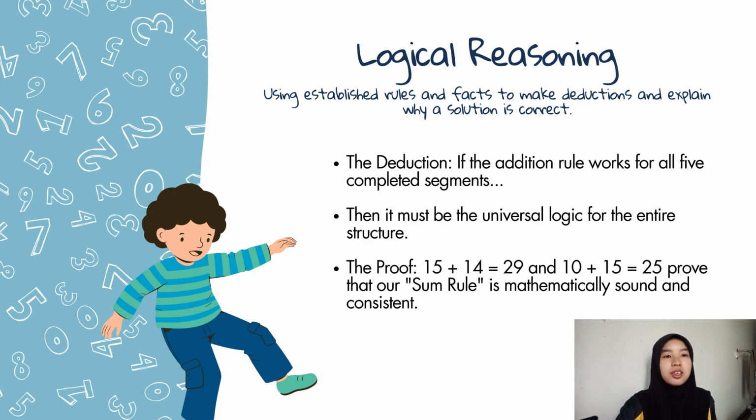Now, the last computational thinking component is logical reasoning. It is using the established rules and facts to make deductions and explain why a solution is correct. So the deduction is: if the addition rule works for every completed segment, using the formula that we created just now, which is ring A plus ring B equals triangle. So we test the rule on all of the segments to prove that the formula is correct. Then if it is correct, it must be the universal logic for the entire structure. And then we can see the proof, which is 15 plus 14 equals 29 and 10 plus 15 equals 25. It has proved that our sum rule is mathematically sound and consistent.